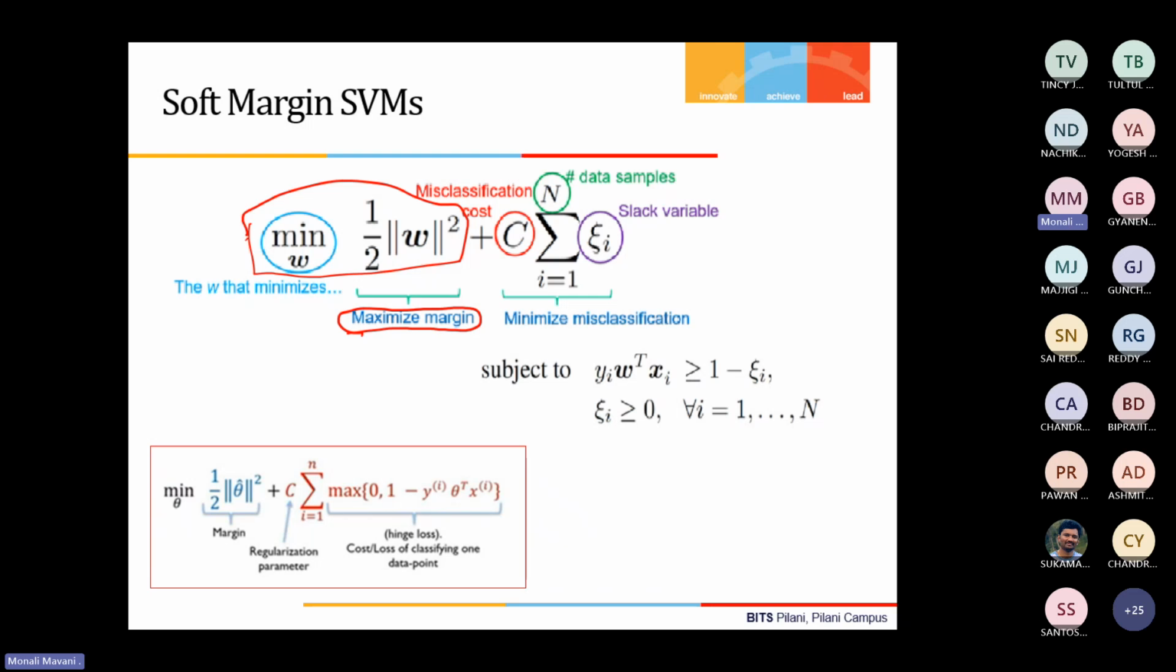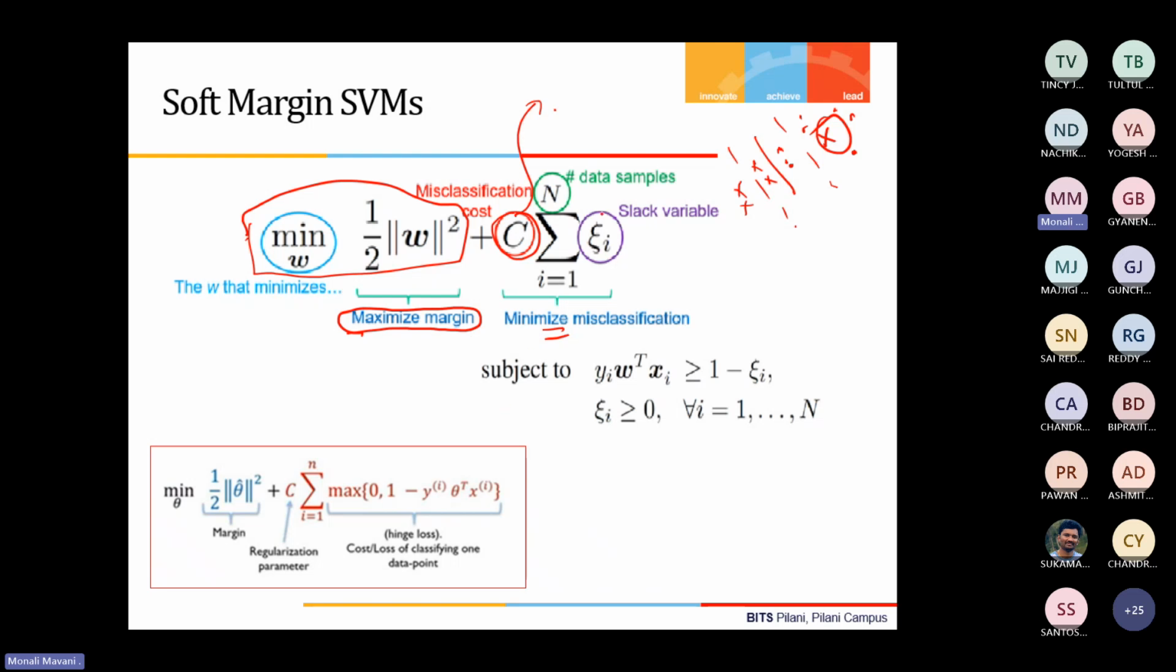The data points which are within the margin but on the correct side will have some value, and the data points which are on the wrong side of the margin will also have some slack variable value. Along with that, we are introducing one constant. We can call this a regularization constant or regularization parameter, which is also known as a misclassification constant, which will control how much misclassification can be allowed.